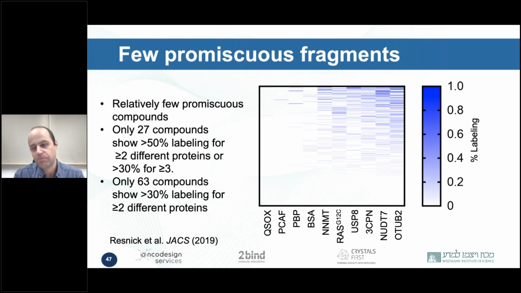But the second, I wouldn't say a surprise, but maybe unintuitive finding was that relatively few of our covalent fragments were very promiscuous. Only about 30 compounds showed more than 50% labeling for 2 or more proteins, or 30% for 3 or more. And if you use a more stringent criterion, only 60 compounds showed more than 30% labeling for 2 or more proteins. And even more importantly, by now we have run more than 40 screens with different proteins with this library, so we have a database of which are the promiscuous compounds, and we know to ignore them as hits and only follow fragments that are very specific to one protein over other proteins we screened in the past. So this gives us a roadmap on which compounds we should follow up on.